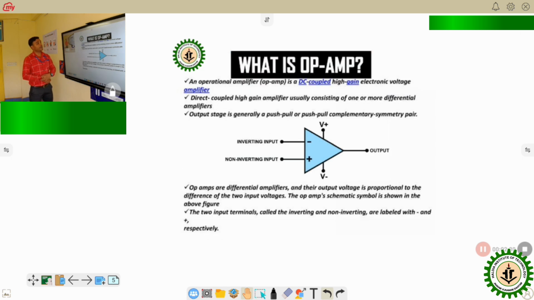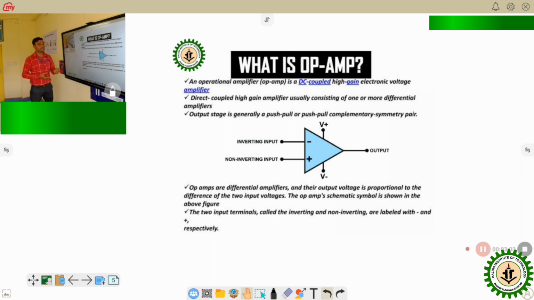So an op-amp is basically a DC coupled high gain voltage amplifier. A direct coupled high gain amplifier usually consists of one or more differential amplifiers. The output stage is generally a push-pull or complementary pair. The op-amp, or differential amplifier, takes the difference of whatever we apply at the two inputs, so the output voltage is proportional to the difference of the two input voltages.